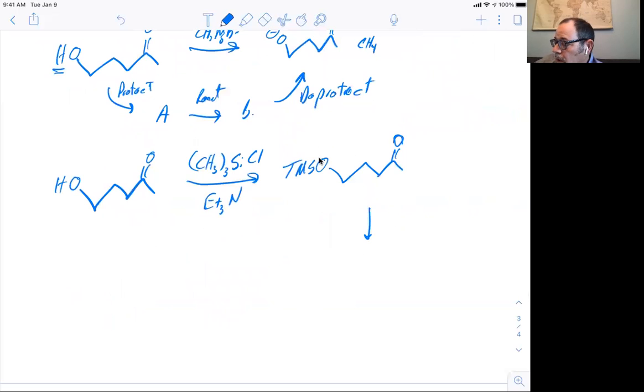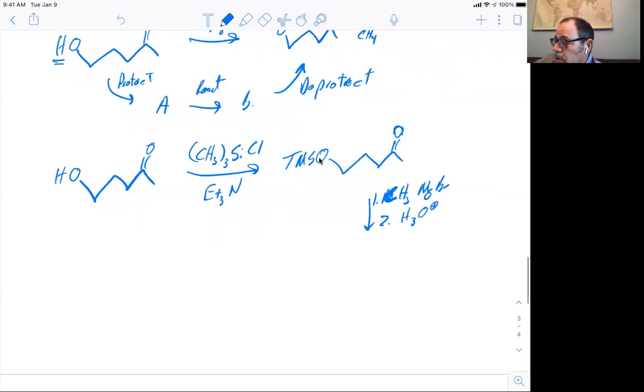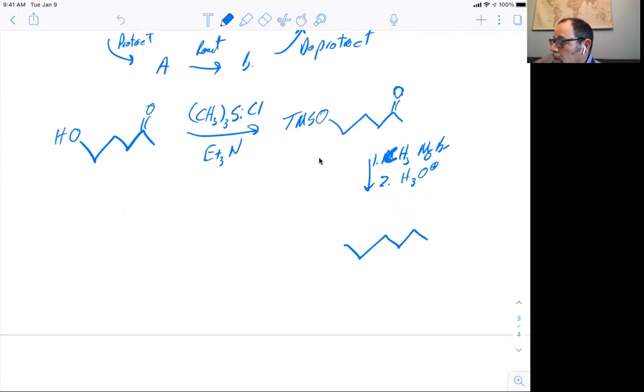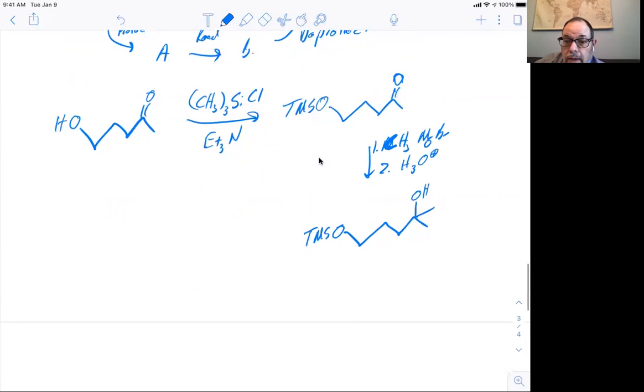Now that we have that, we can react that with the methyl Grignard reagent in the first step. Second step, mild base solution. Okay, that forms the alcohol, right? And I've added my carbon. And then next step, we add our deprotection, which is tetrabutylammonium fluoride.